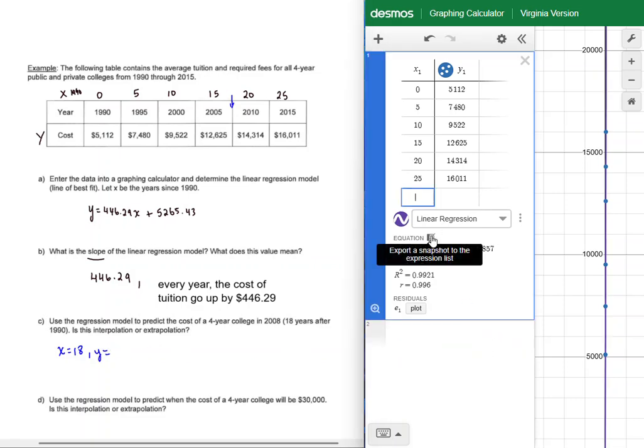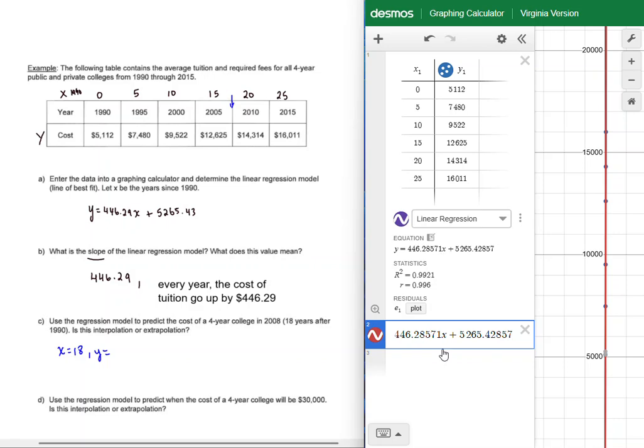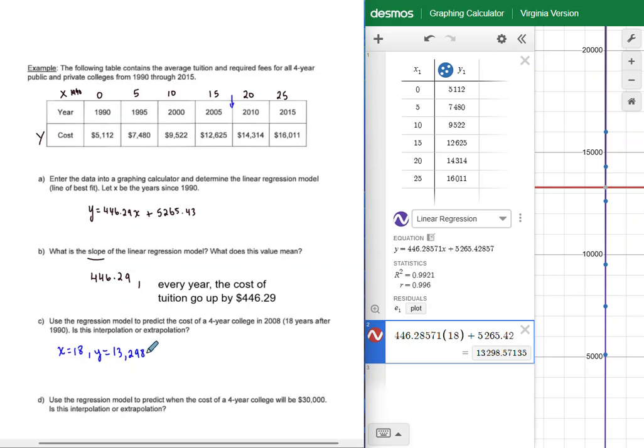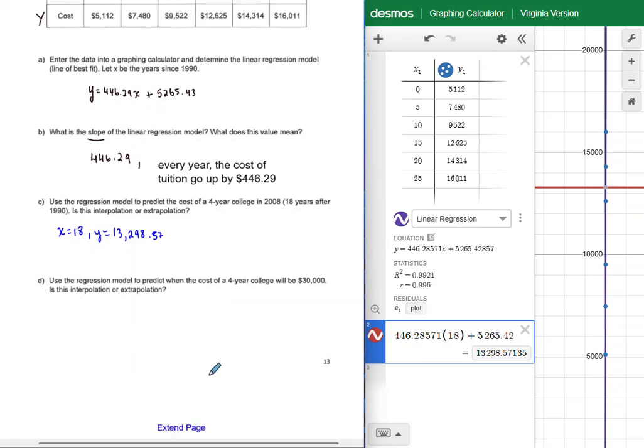To do that, I'm going to click that, which copies the equation down. I plug in 18, and I have to remove the x to be able to calculate. So in 2008, the cost of tuition would be $13,298.57. Okay? All right, use a regression to predict the cost. That will be at 30.